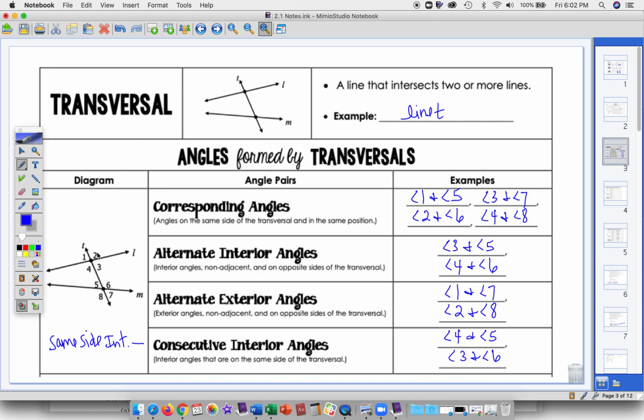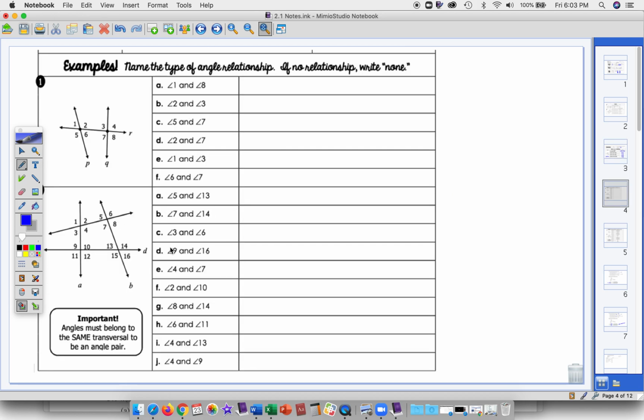So for right now, we're going to focus on identifying these types of angle pairs. We'll go further with this when we start talking about what happens when L and M are parallel. So what I'd like you to do on this next page is identify what type of angle pairs all of these are. So for A through F, you're using this diagram, and then it starts with A again. A through J, you're using this diagram.